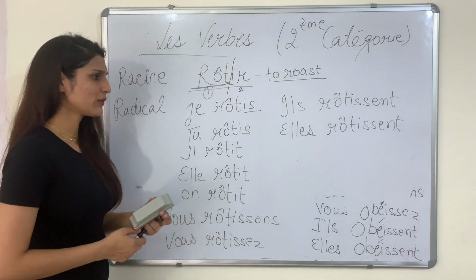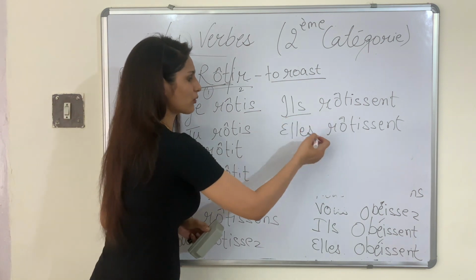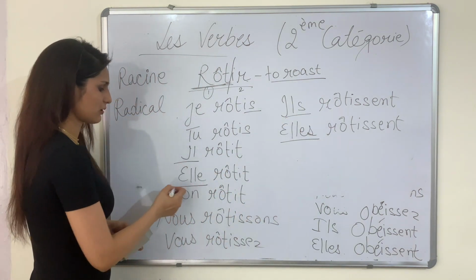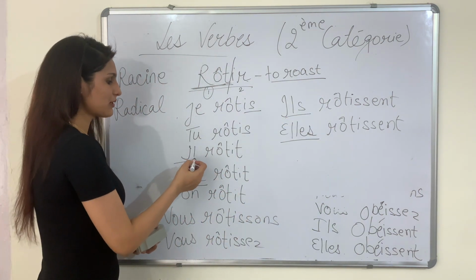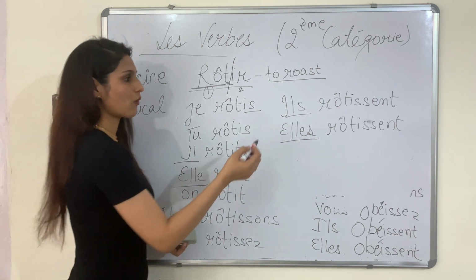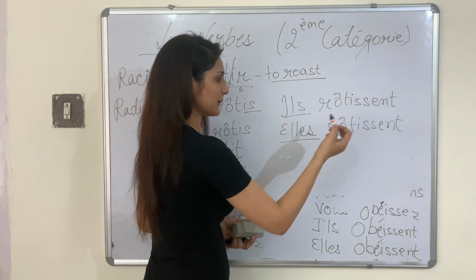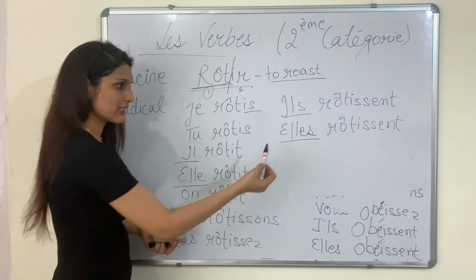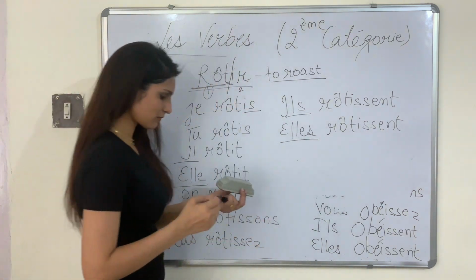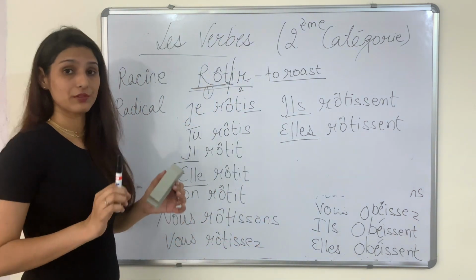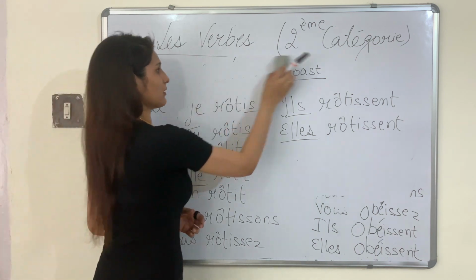People are like, how would we get to know that this is a plural and this is a singular? So you don't have to bother. Over here you say il rôtit. Over here you say ils rôtissent. Elle rôtit, elles rôtissent. I hope you have got this. This is really a very, very easy verb.